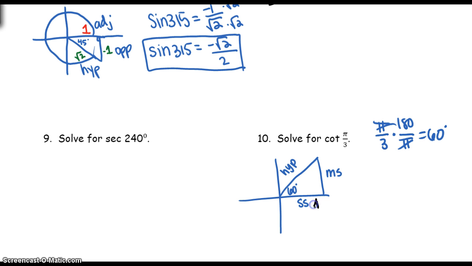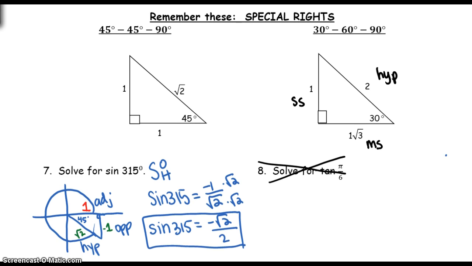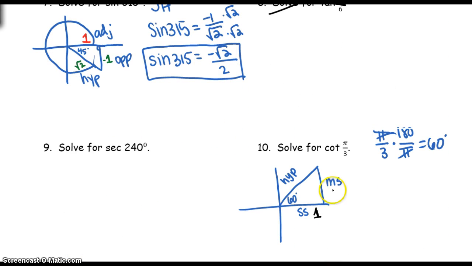So my short side is 1. What's my medium side then? Remember what we have up here? Here's your medium side, short side, hypotenuse. So your short side's 1, your medium side is 1 root 3, and your hypotenuse is just going to be 2. So let's talk about cotangent.